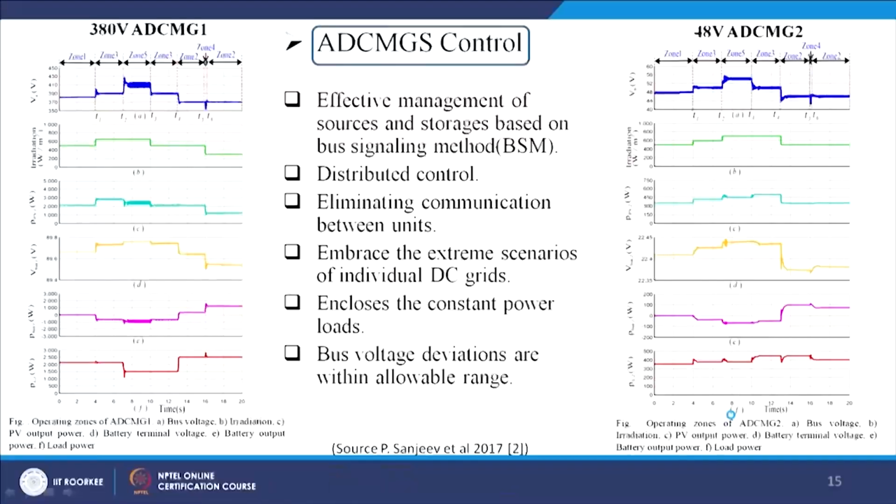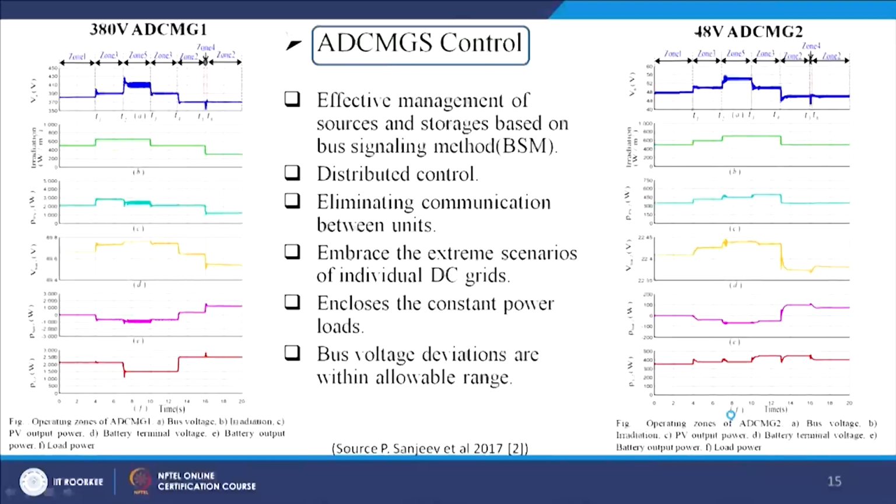Now, when we focus on autonomous DC microgrid control, it is mainly effective management of source and storage based on the bus signaling method. It has distributed control. Very importantly, it eliminates the communication between the buses, embraces the extreme scenario of individual DC grids, and ensures the constant power loads and bus voltage deviation are within the allowable range.